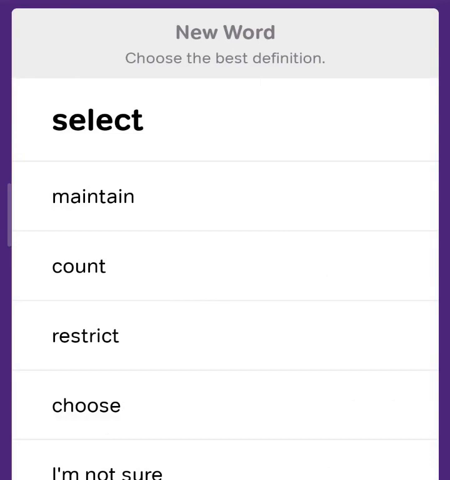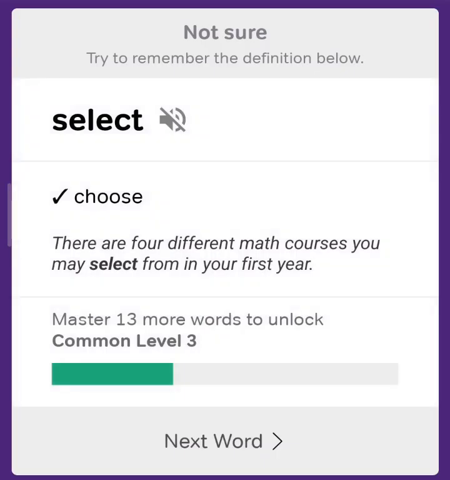Select. Choose. There are four different math courses you may select from in your first year.